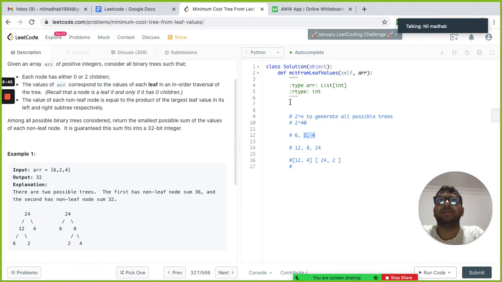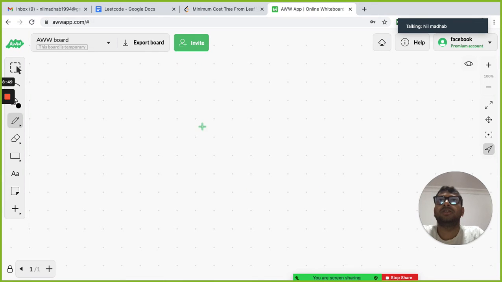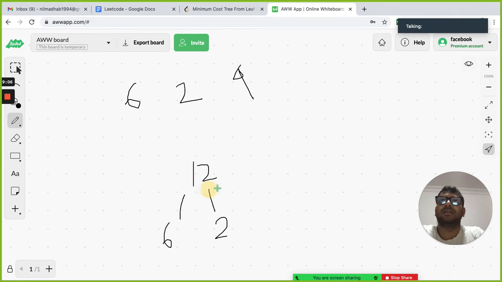What I mean is you have 6, 2 and 4, right? So you can take 6 here and 2 here, and you can have a 12, and then you can have 4 here, and you can have, no, you'll have 6 into 4, 24. So that will be one possibility.